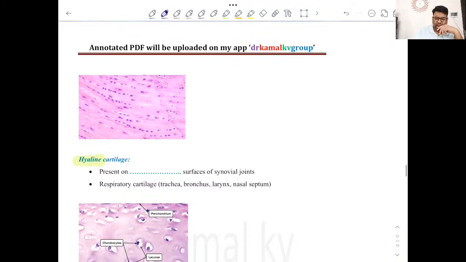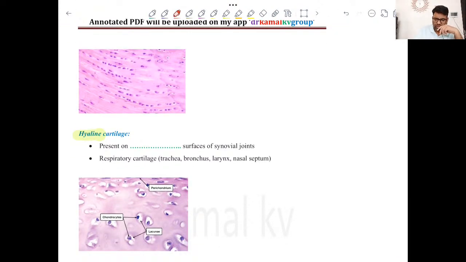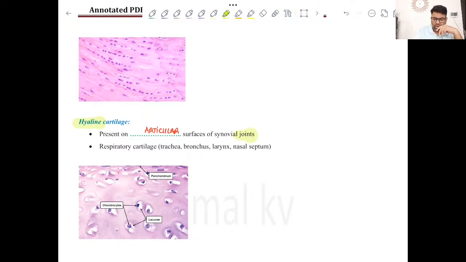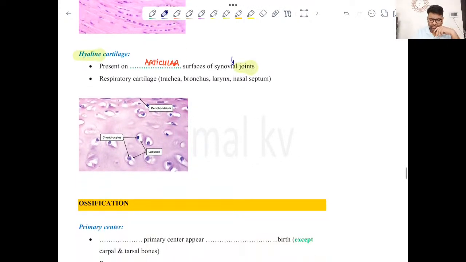Then the third one is hyaline cartilage. About this we have already talked a lot. So it is present on articular surfaces of synovial joints, right? So again we discussed that it is present over the epiphysis and especially the articular ends and in synovial joints. Then it is also present in respiratory cartilage, trachea, bronchus.